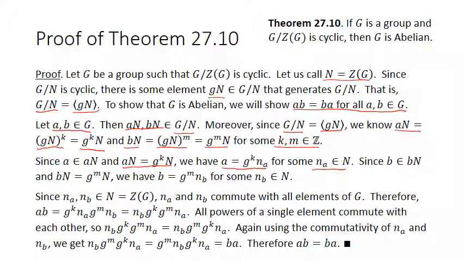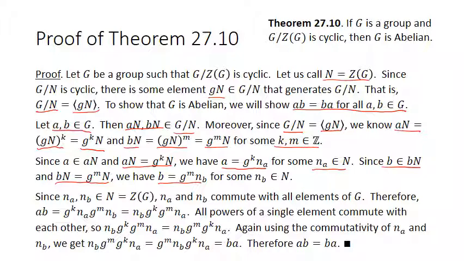And then likewise, we can do the same thing for B. So since B is an element of Bn, and Bn is equal to G to the mN, that means that B must be equal to G to the m times NB for some element NB of N. Okay, so with all that done, it's now pretty straightforward to show that AB equals BA.